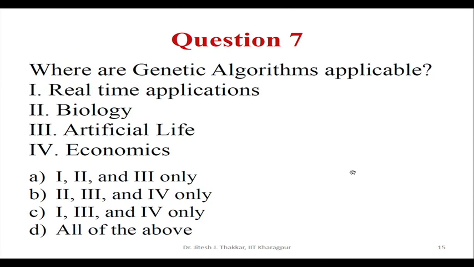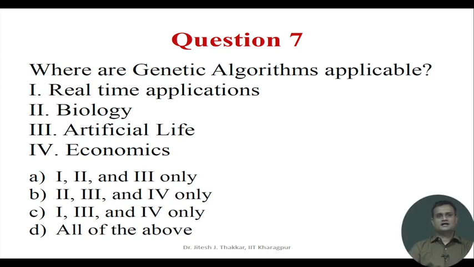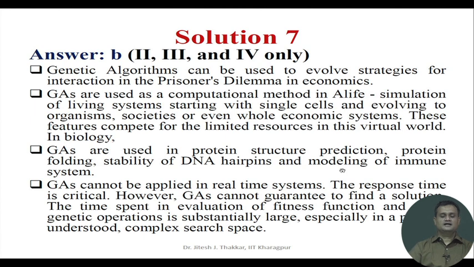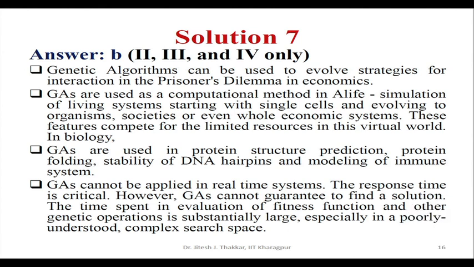Question 7. Where are genetic algorithms applicable? Real time application, biology, artificial life, economics. The various options are here, and solution 7 is answer B, 1, 3 and 4 only. So GA can be used to evolve strategies for interaction in the prisoner's dilemma in economics. GAs are used as a computational method in Alife, simulation of living systems. GAs are used in protein structure. GAs cannot be applied in real time systems. The response time is critical.